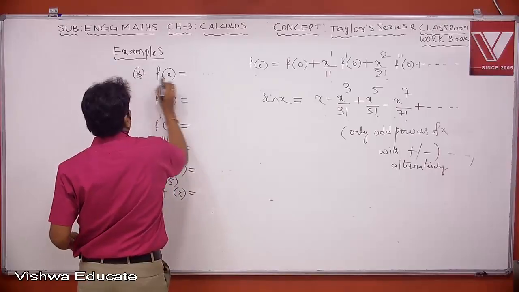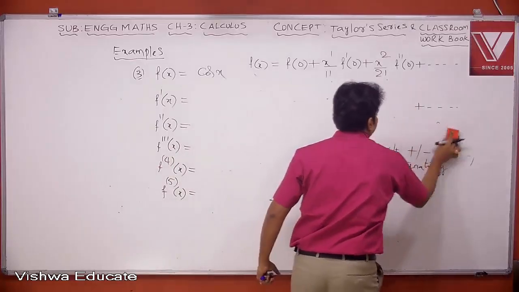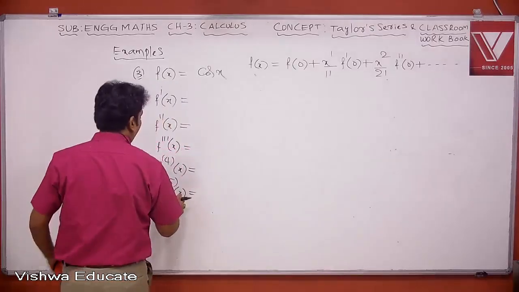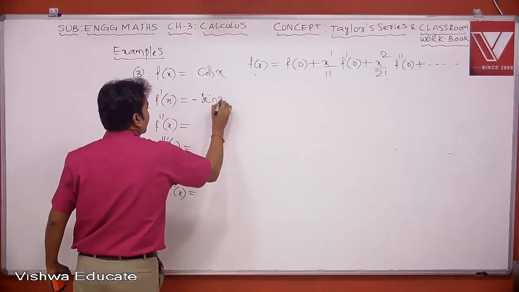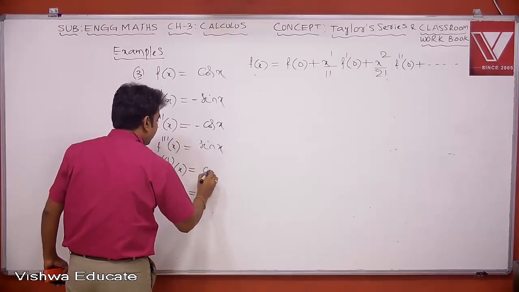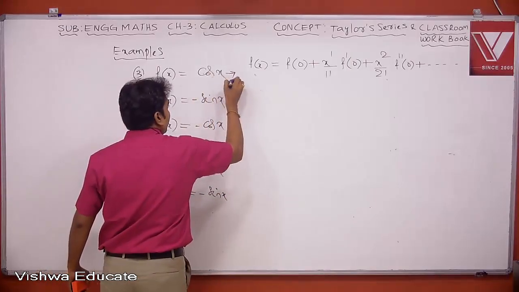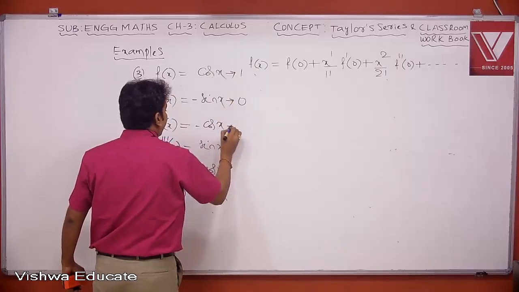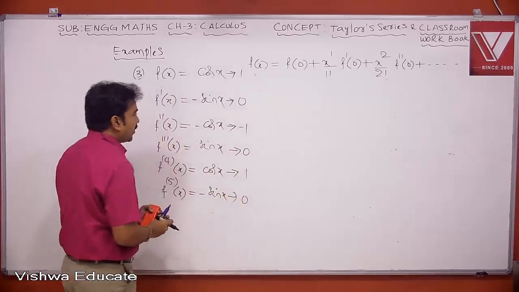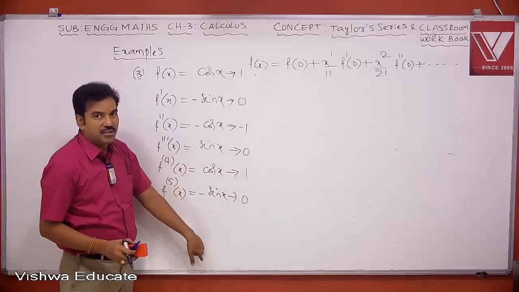Example 3: f of x equals cos x. Now let us find its derivatives up to fifth order. The cos x derivative is minus sin x. Its derivative is minus cos x, then sin x, cos x, and this is minus sin x. Now replace x by 0. This quantity is 1. This will be 0. This will be minus 1. This will be 0. It is plus 1. It is 0. Now you can see we alternately get these values: 1, 0, minus 1, 0, 1, 0, again minus 1, 0, like this.